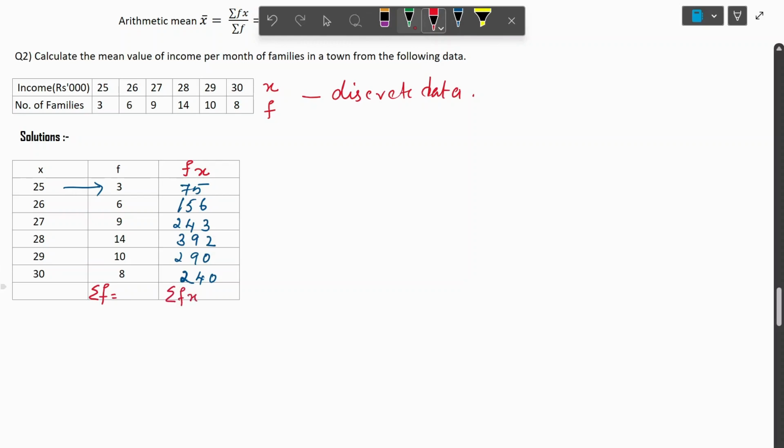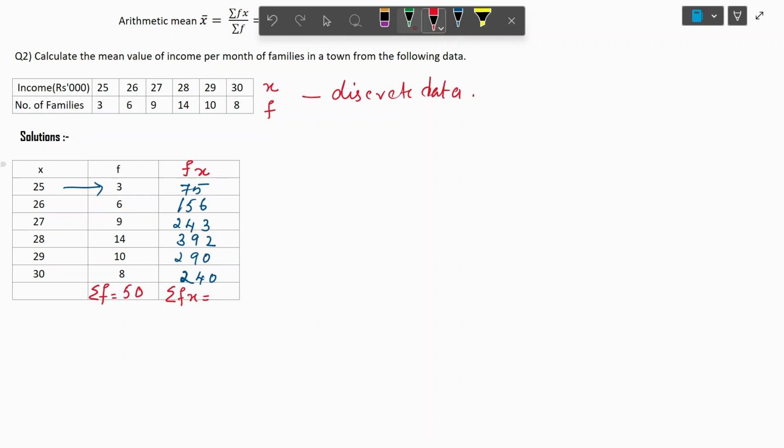That is your third column. That is summation of F. If you add F values, that is summation of F, that is equal to 50. Total is 50. 3 plus 6 plus 9. You are going to add it. That is going to be 50.